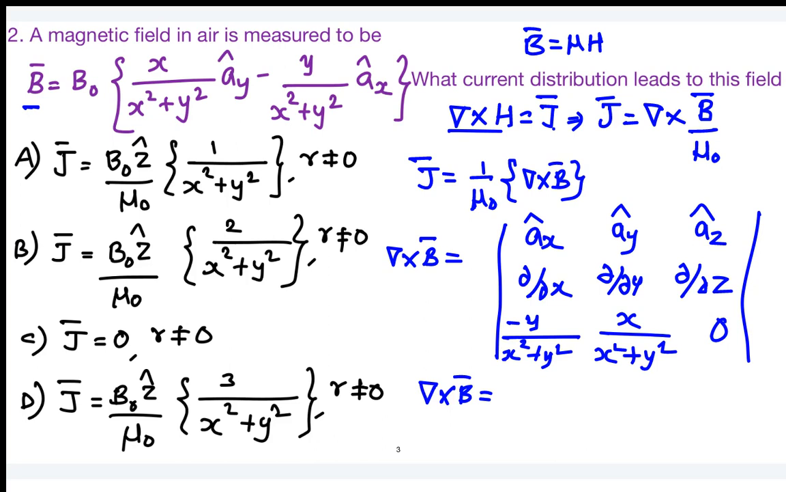After solving, you can post the answer in the group. Which option is that? So anybody done? Answer is C. So you are getting the current density as 0. Good.